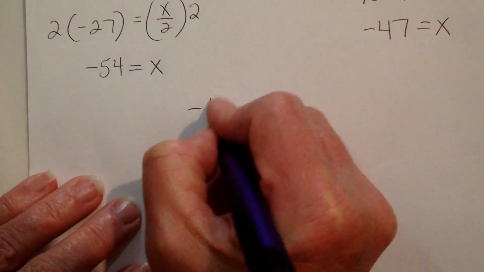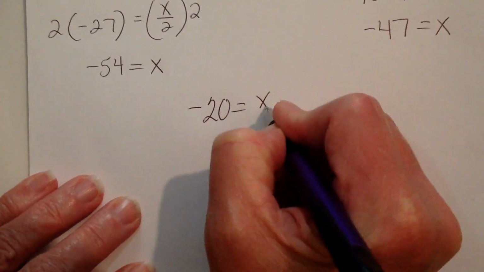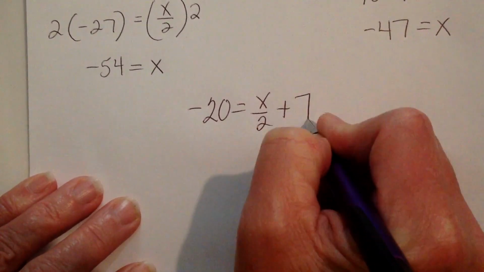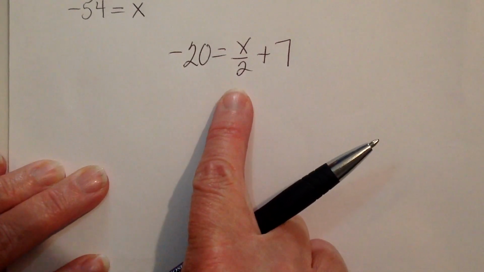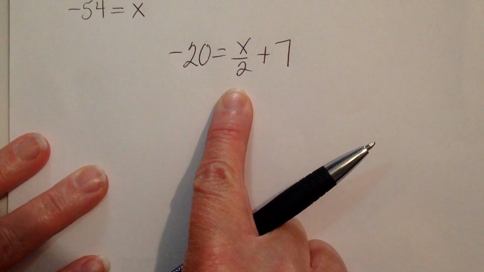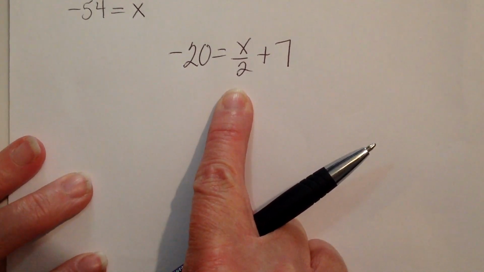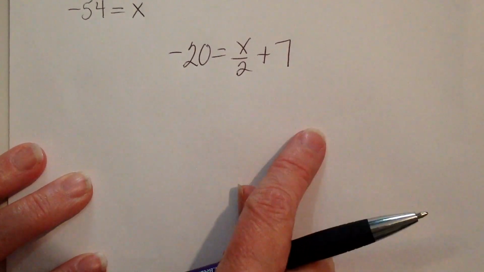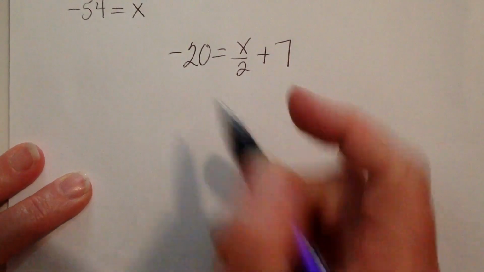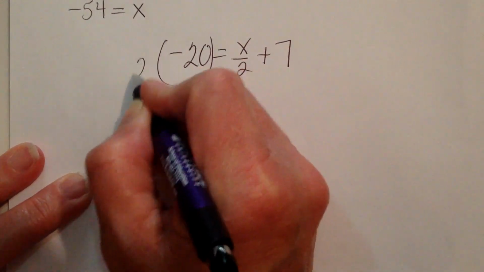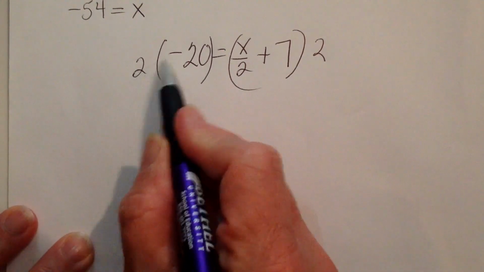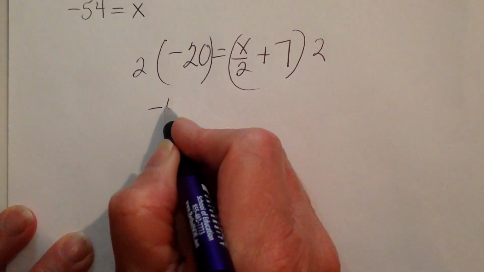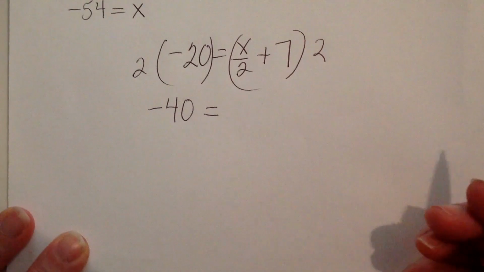So let's work this problem correctly as student B should have. Looking at this problem, one way that we've talked about to solve an equation that contains a fraction is to multiply each side by the denominator. You multiply this side by 2 and this side by 2. Well, 2 times -20 is -40 equals 2.